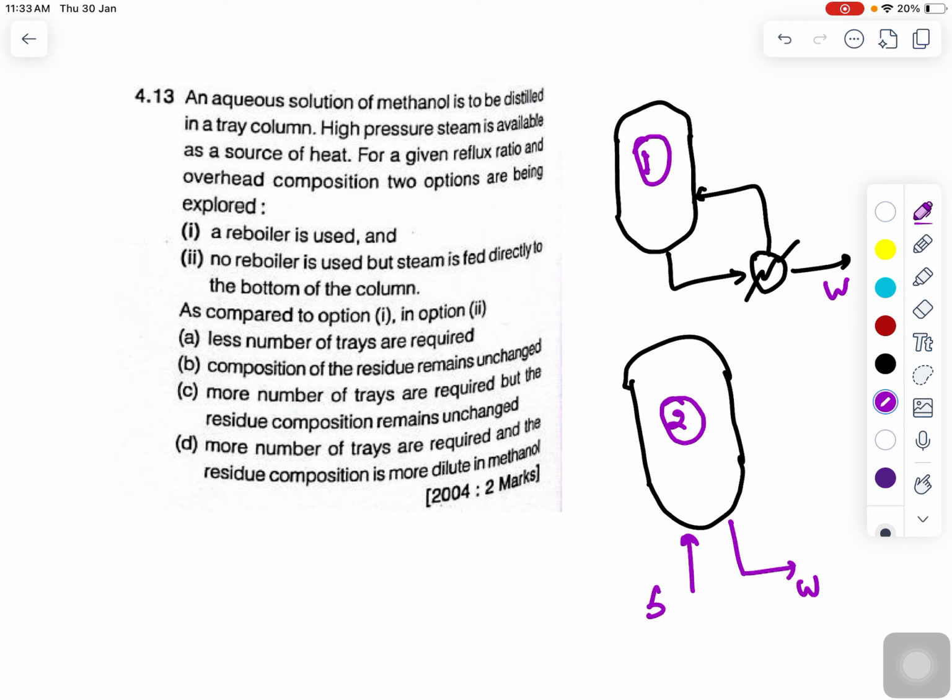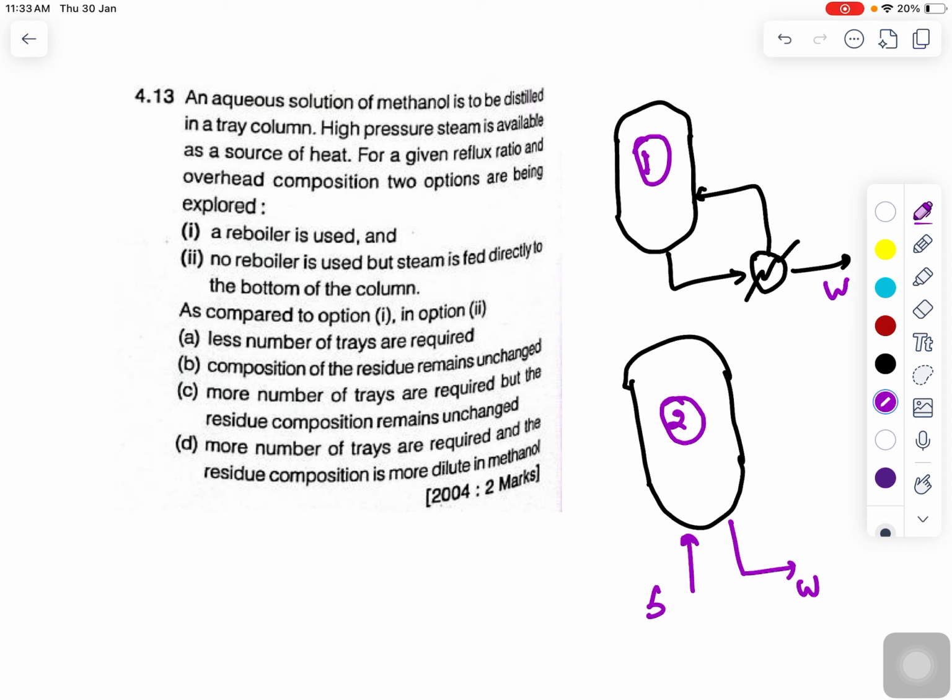In option 1, less number of trays are required, and composition of the residue remains unchanged. In option 2, more number of trays are required, but the residue composition remains unchanged. In option 3, more number of trays are required, and the residue composition is more diluted in methanol.